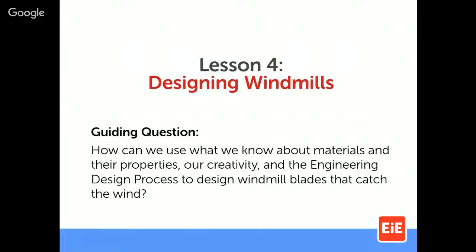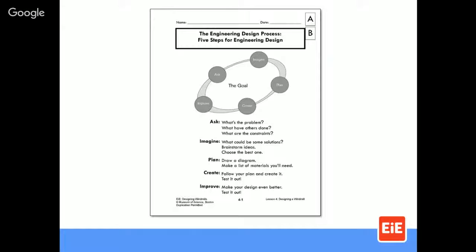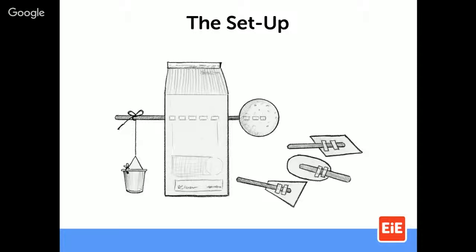So that's the difference between this challenge and the storybook. So our guiding question for lesson 4 is putting together everything that we know about materials and their properties, using our creativity and the engineering design process to design windmill blades that catch the wind. So this is a good point to go back to the list of questions that they created at the start of lesson 3. So you can hand out the engineering design process handouts at this point and start thinking about that ask step. So you can go back and start explaining some of the things about the setup, about the materials and what they'll be allowed to use.